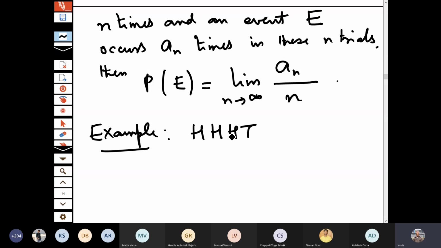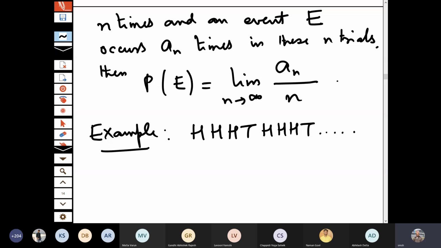So I'm just putting in a sequence. It need not be in sequence, but since it is a classroom exercise, I will put it like this. Okay, so 3 heads followed by a tail. Let us see whether this definition will give me 3/4 as the answer or not.